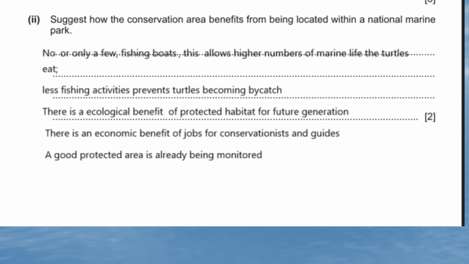There is an ecological benefit of protected habitats for future generations, so you'll keep having this for many generations. There is an economic benefit of jobs for conservationists and guides. And a good protected area is already being monitored by scientists and maybe the government, so you have things under control.